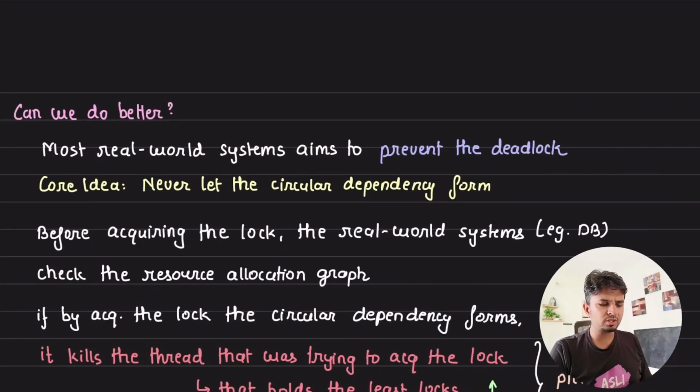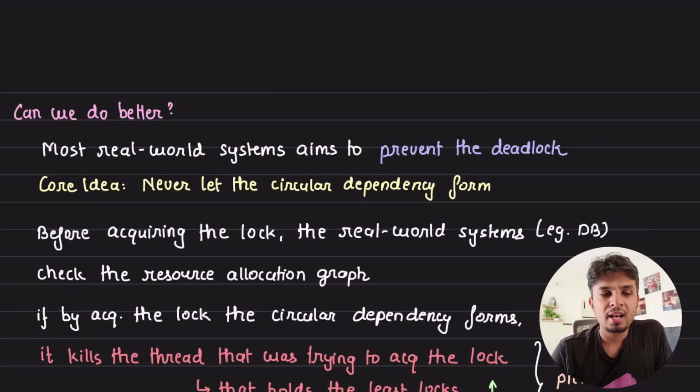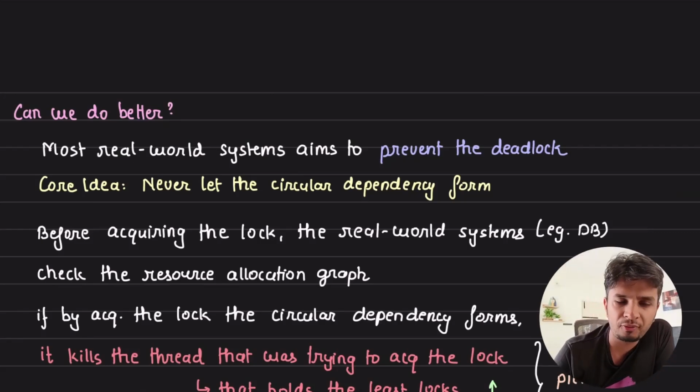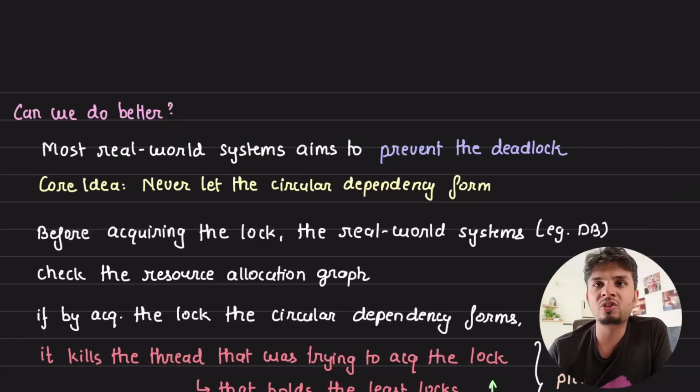But there are other ways to do it. Can we do better? What if we prevent a deadlock from happening? Now, most real world systems cannot afford to enter a deadlock state because they cannot afford that your program suddenly stops working. Imagine your database suddenly stopped working.